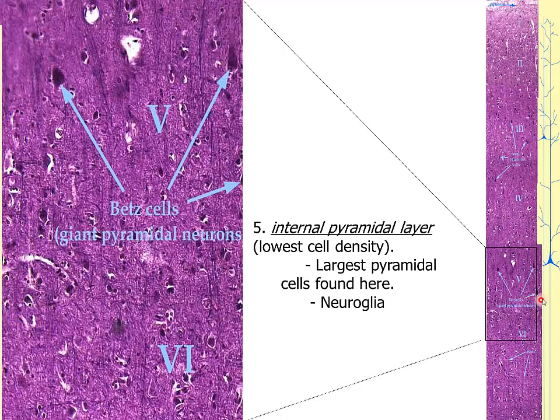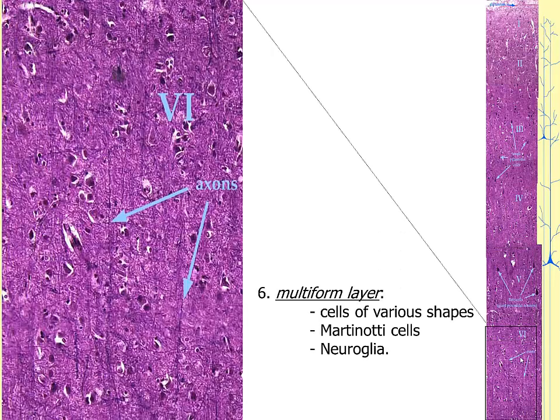And then even at the slow mag, you can see these large cells. Okay, these are going to be our, some call them bent cells, giant pyramidal neurons, but this is our internal pyramidal. This is where you're going to find the largest of those cells in this region. And then just below, we're going to have our multiform layer beneath. And then, again, white matter is even deep to that.